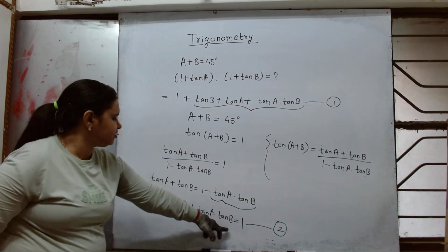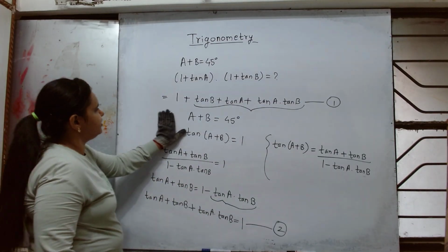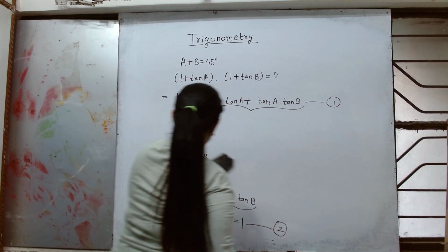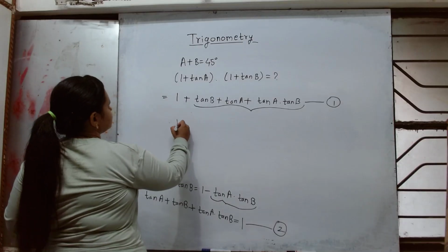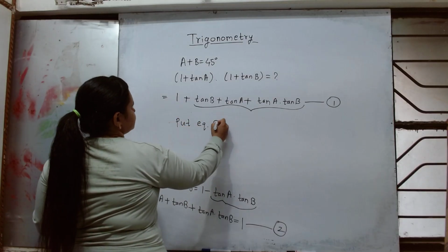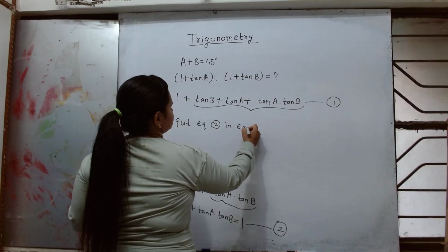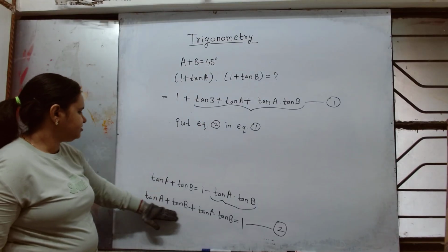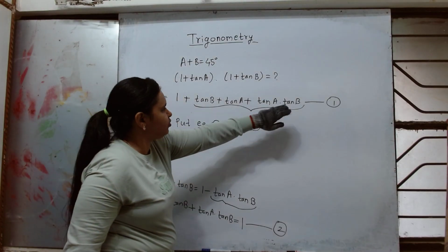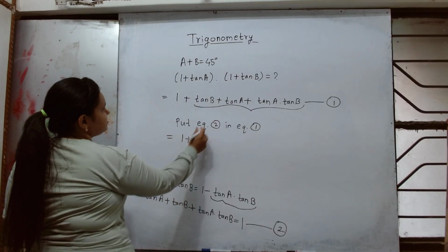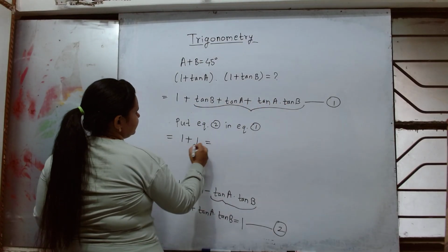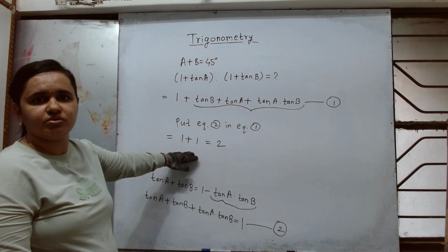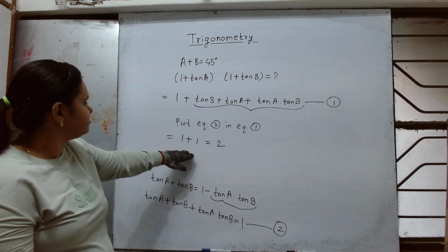So if we put equation 2 in equation 1, the whole is equal to 1. So we can directly write 1 plus this whole value as 1. It will be equal to 2. So our answer for this is 2. Okay, the option number 4.